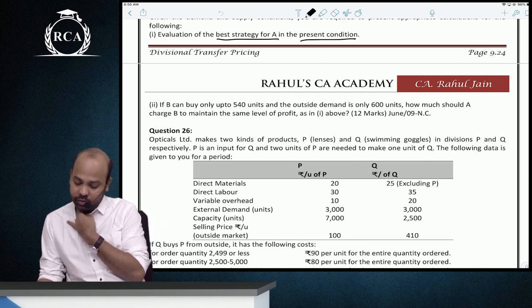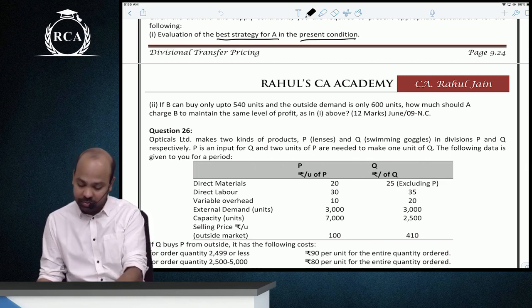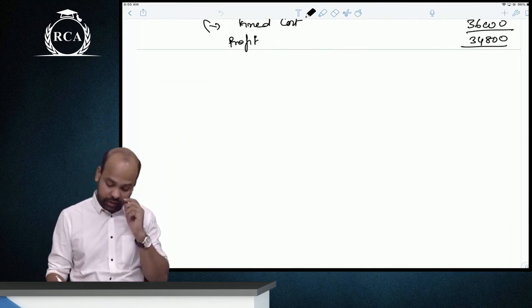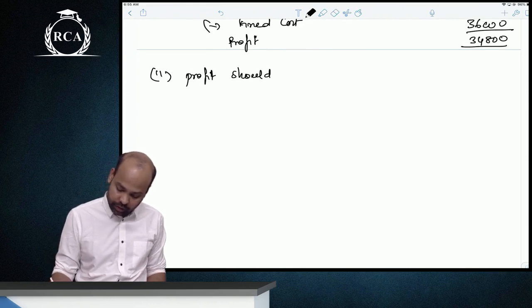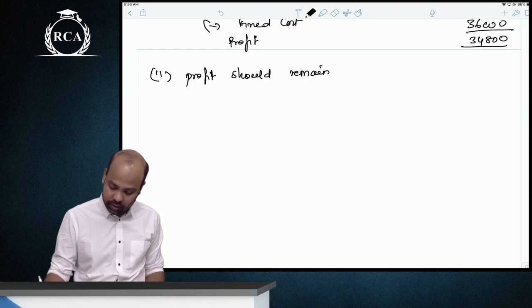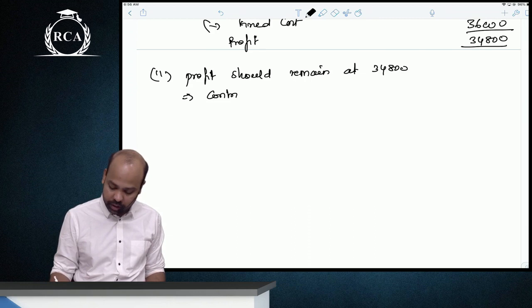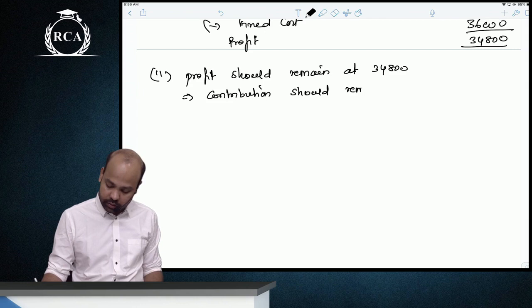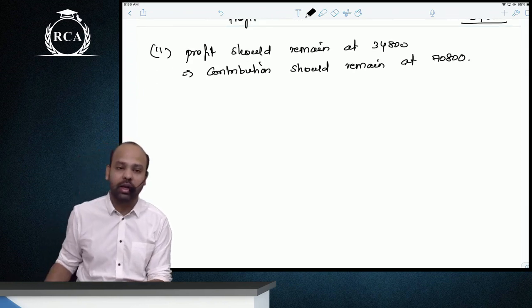So B's outside demand is only 600 units, but the entire question has changed now, and division B will buy only 540 units. So you'll have to maintain the same amount of profit. Basically, profit should remain at 34,800, which implies contribution should remain at 70,800. Your profits are going to remain at 34,800 only if your contribution remains at 70,800. Yes or no?